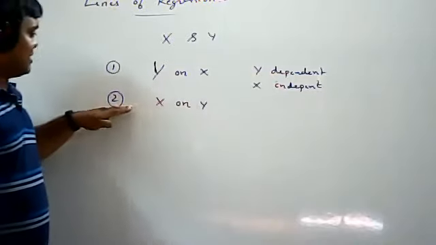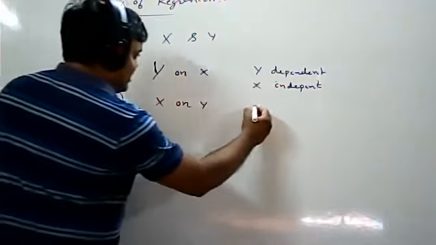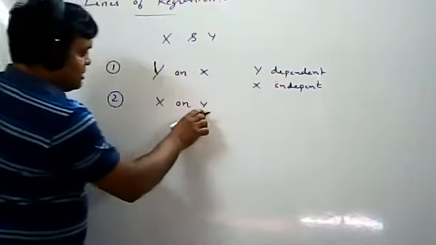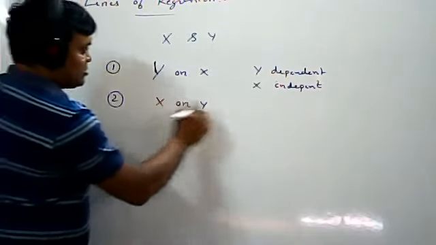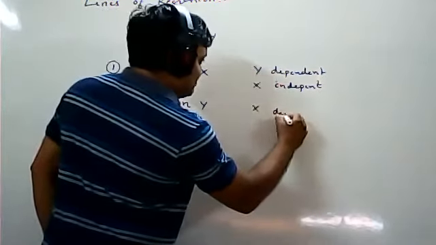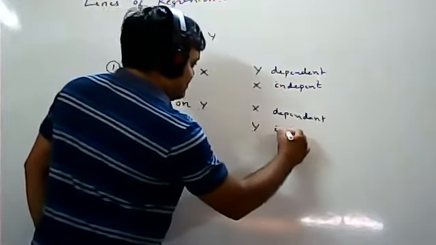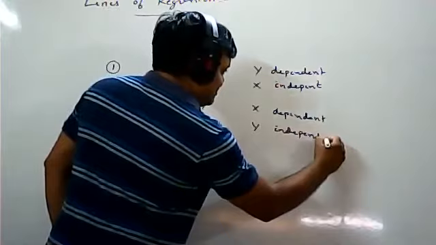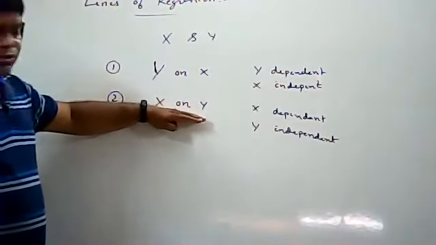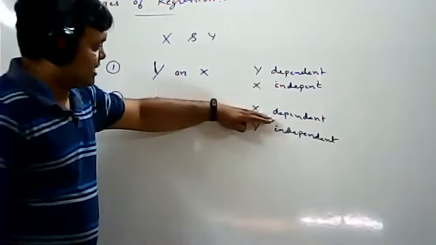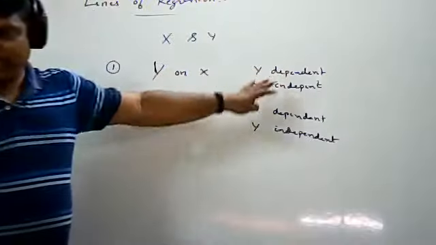The second one is the regression line of x on y. In the regression line of x on y, the independent variable is y and the dependent variable is x. So x is the dependent variable and y is the independent variable. That means the x on y equation is used to estimate the value of x when the y value is given. So these are the two regression lines you have.